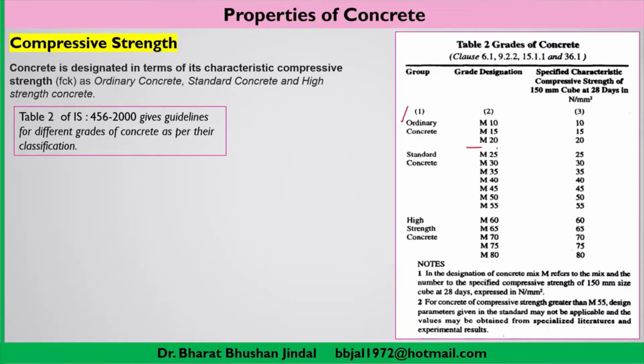So what has the code mentioned? Code has just listed M10, M15 and M20, that means up to M20 grade of concrete, it will come under the ordinary concrete and correspondingly their characteristic compressive strength is 10, 15 and 20 MPa.